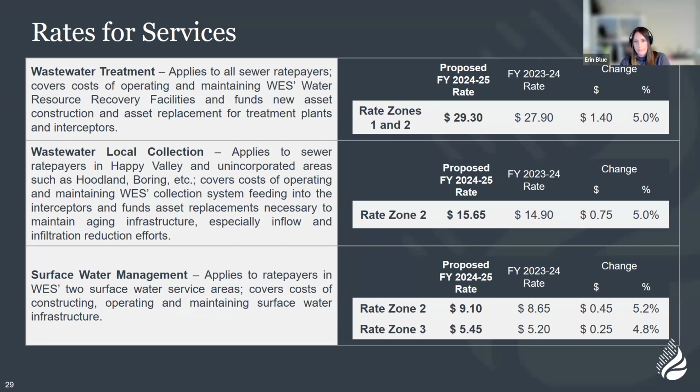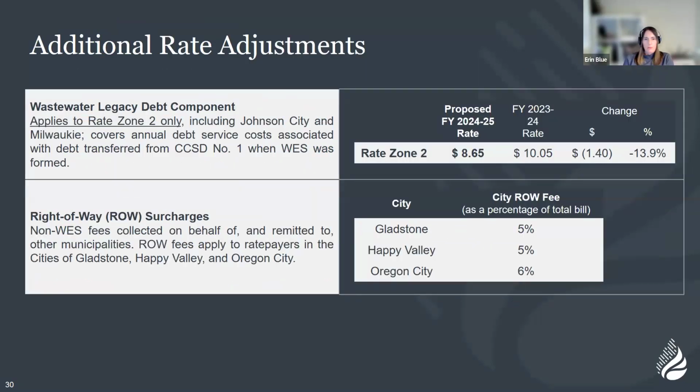In addition to those primary service charges, we have additional rate adjustments, including a reduction in WES's legacy debt component that's charged only to ratepayers in rate zone 2. So we are phasing that component out as we're utilizing system development charges from rate zone 2 to pay down a portion of the outstanding debt that was incurred by Clackamas County Service District number 1. And that does offset a portion of rate zone 2's overall rate increases.